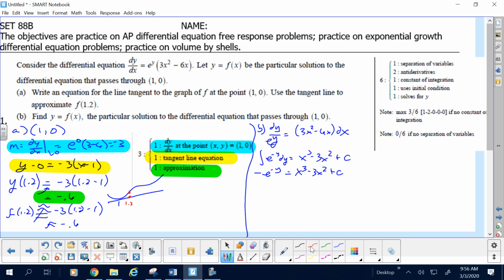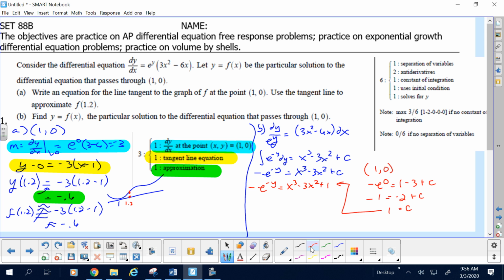Now what do we do? Plug in the initial condition. Using 1, 0, I get negative e to the 0 equals 1 minus 3 plus c. e to the 0 is 1, so that's negative 1 equals negative 2 plus c. So c is 1. Putting c back in, I get negative e to the negative y equals x cubed minus 3x squared plus 1. And now, am I done, or do I need to keep solving?